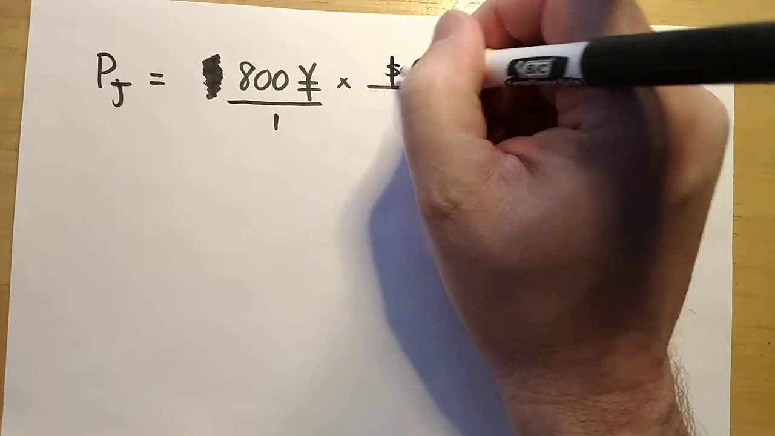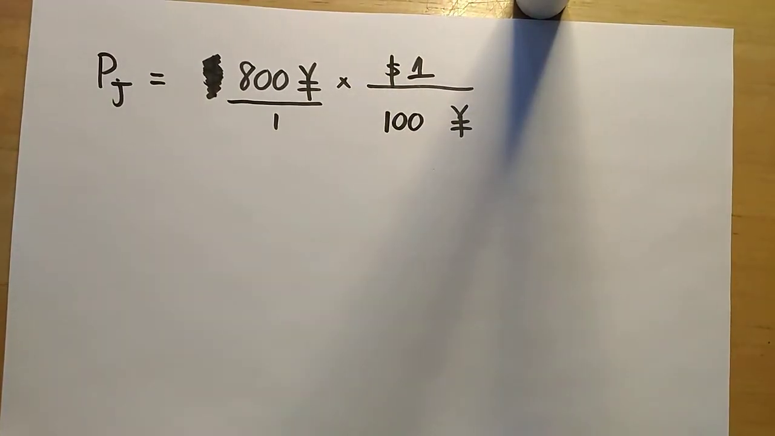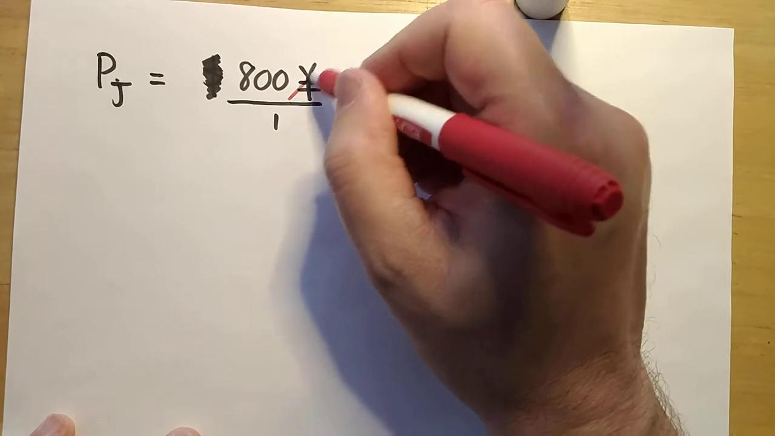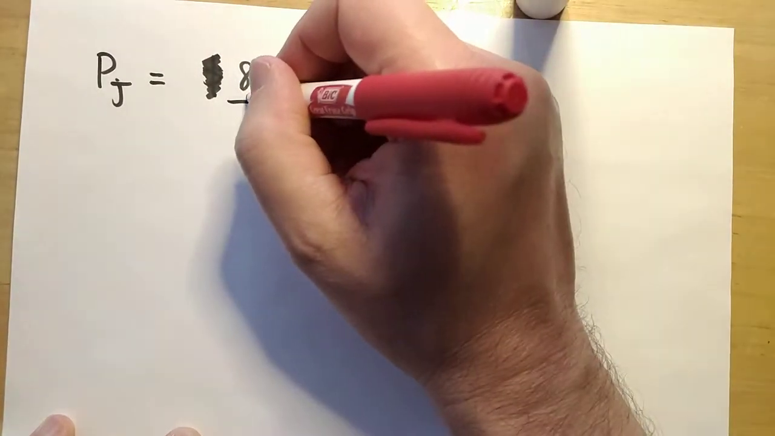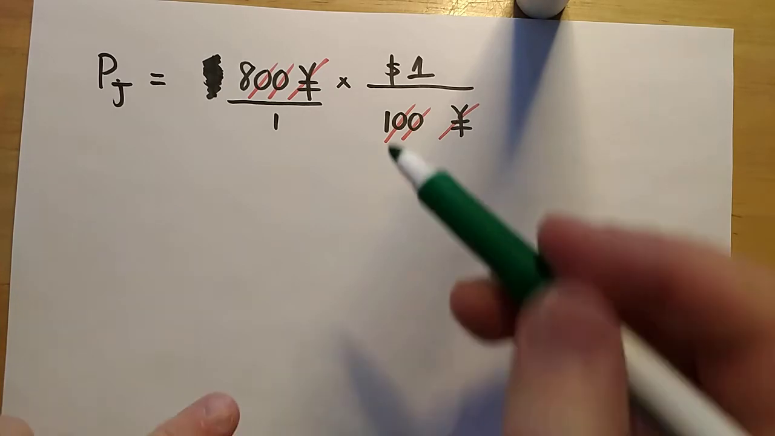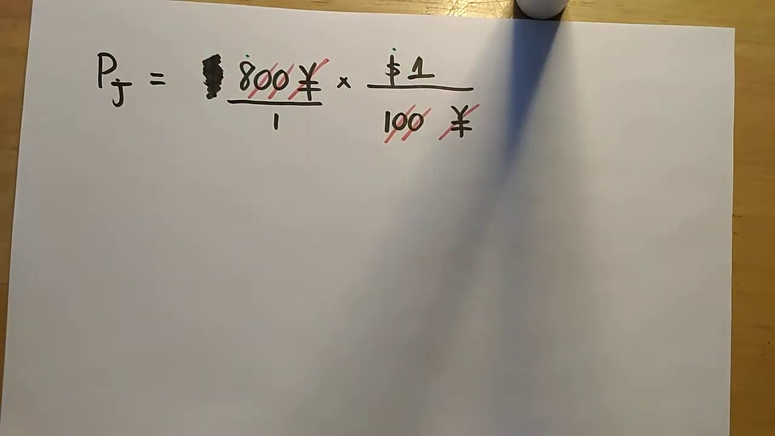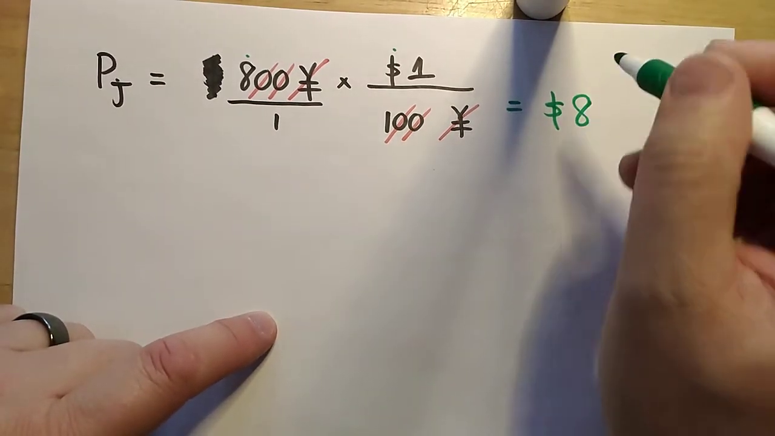So that was $1 for every 100 yen. If I do my cancellation now, okay, I can cancel the yen symbol. I can cancel one set of zeros. I can cancel another set of zeros. And what I'm left with is a bunch of ones, which we can just drop, and that 8 and that dollar sign right there. So this is equal to $8.